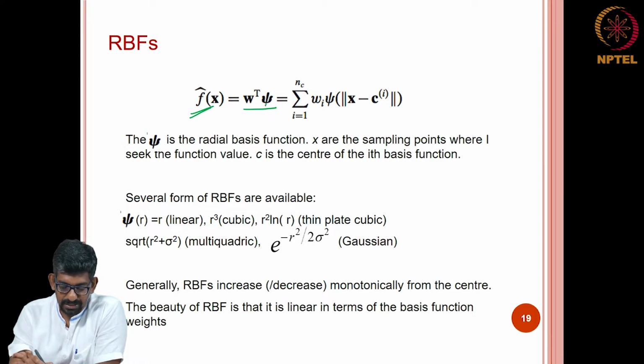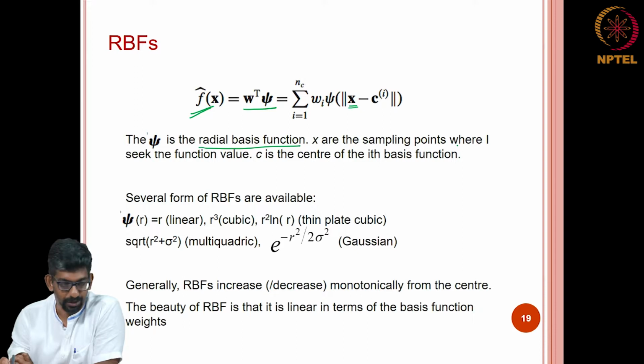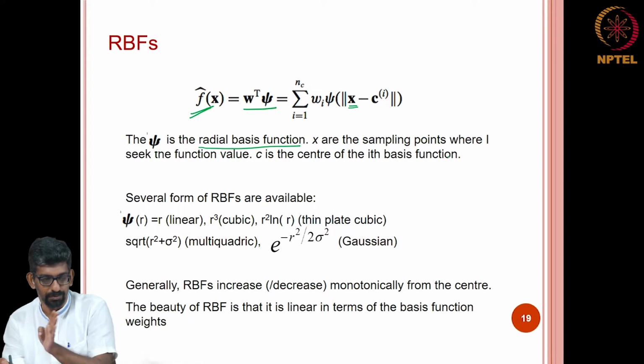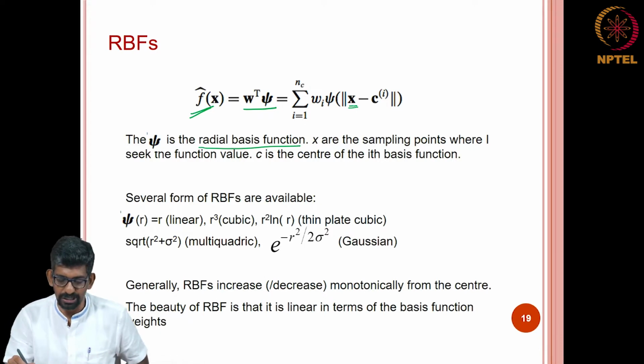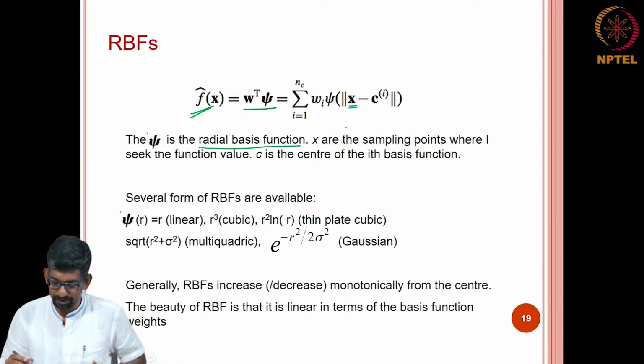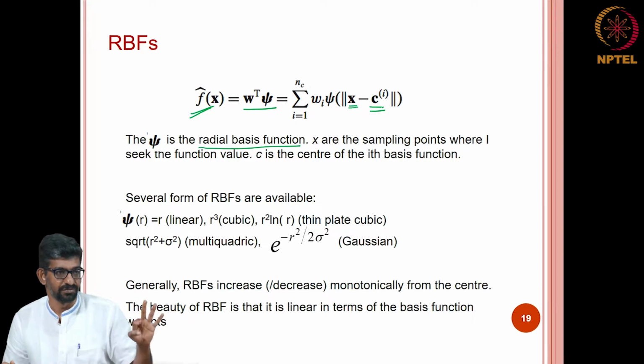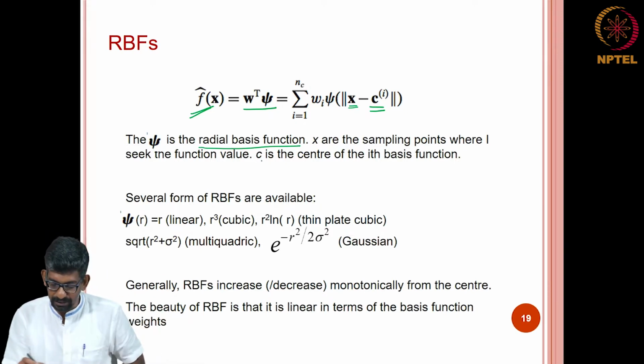What is this psi? The psi is a basis function, in our case it is the radial basis function. What is this x? This x is the sampling points, meaning the new points where I seek the function value. I am just making a generic formulation here. Okay. So, this x could be anything that you want, whichever point that you want. What is the c? C is the center of the ith basis function. So, in the example that we discussed, there were 3 basis functions that we used, 3 triangles, and this c, since I am calling it i in the superscript, is the center of the ith basis function.